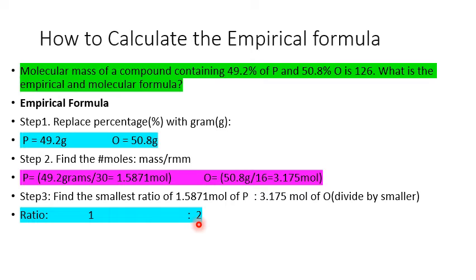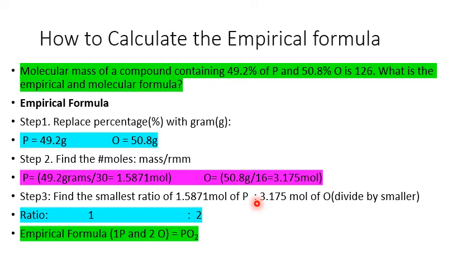Okay, so we find the simplest ratio. Okay, we simplify these two numbers. That's all that we did. Okay, so there we have our empirical formula. Our empirical formula is 1 P and 2 oxygen, which gives us P1, and then O2, because it's 2 oxygen. That's our empirical formula.